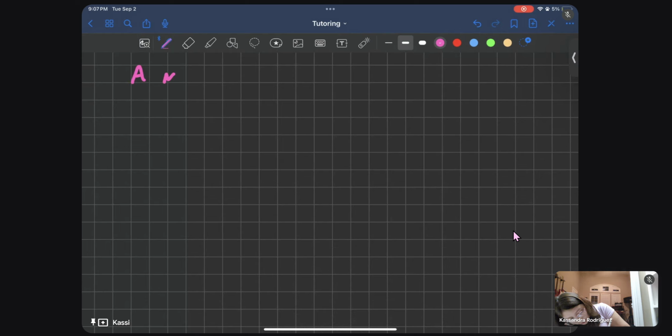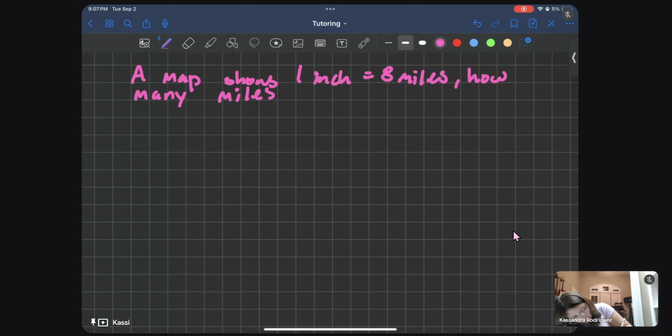A map shows 1 inch equals 8 miles, how many miles is 2.5 inches? Okay, you got this. I'm going to give you a chance to set it up and unpause the video when you've got that.